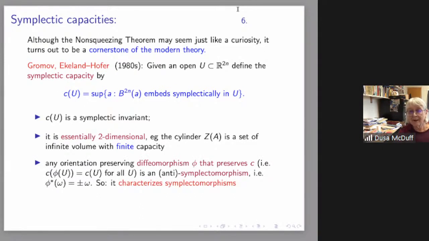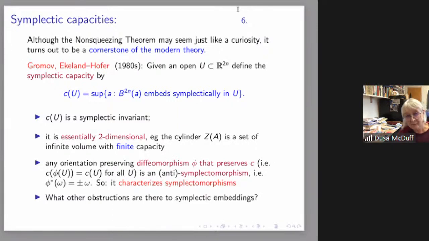And what you can prove is that if you have an orientation preserving diffeomorphism that preserves capacity, then it's essentially a symplectomorphism. It preserves the symplectic form up to sign. So this very innocent looking property, this non-squeezing property of a ball, is enough to characterize what symplectic geometry is. It tells you what transformations preserve the structure up to a sign. So it's very fundamental. And of course, you can ask, well, what other obstructions are there to symplectic embeddings?